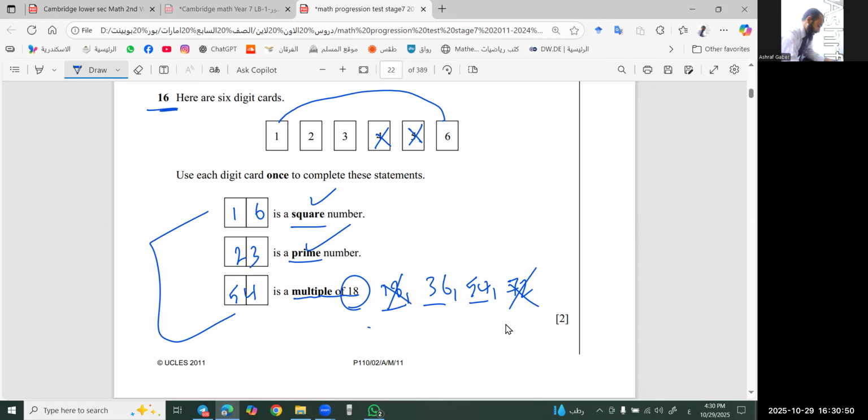So we write all multiples of 18 here, which are 18, 36, 54, and 72. This 18 we cannot form because we have numbers from 1 to 6. And 72 we cannot form it because we have numbers from 1 to 6. So we cancel these two numbers and these two numbers. So we can choose 36 or 54.